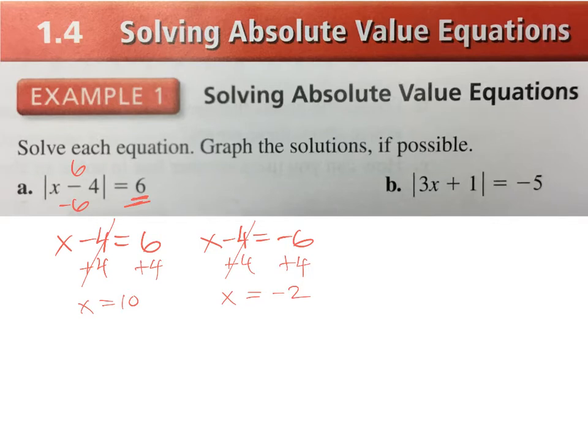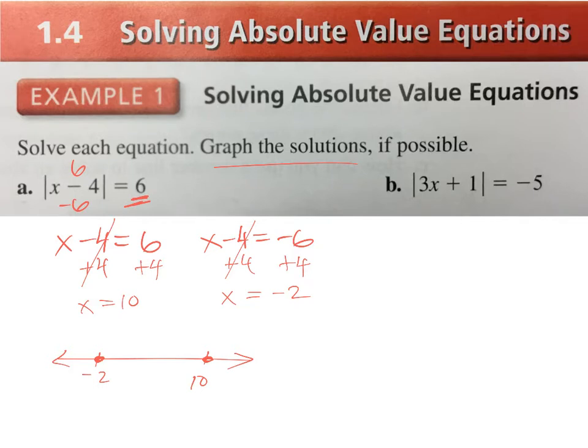Okay, so they also ask you to graph the solutions on a number line, so this is really simple. You're on a number line, there's negative 2, there's 10. Just put a dot there. Put a dot there. That's your solution if you're graphing it. All right, that's all there is to it. Let's go to part B.